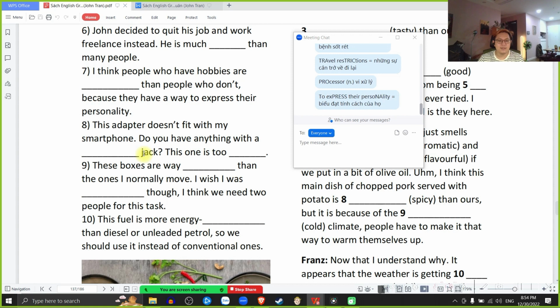Cái adapter này, cái adapter là cái đồ để cắm dây chuyển á, nó không có phù hợp với cái điện thoại thông minh của tôi. Anh chị có bất kỳ cái gì mà có cái jack cắm nhỏ hơn không? A smaller jack. Cái này nó bự quá. This one is too big.